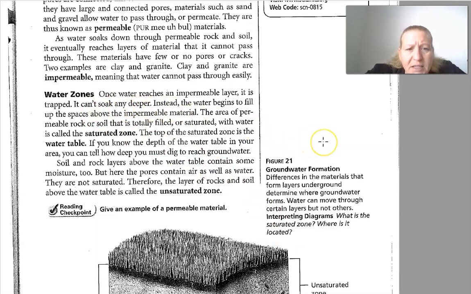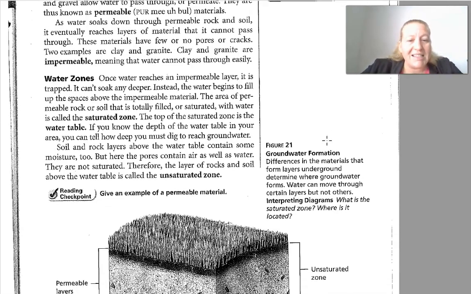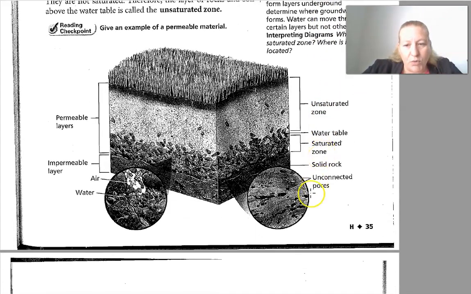Instead, the water begins to fill up the spaces above the impermeable ground. This area of permeable rock or soil that is totally filled or saturated with water is called the saturated zone. The top of the saturated zone is the water table. If you know the depth of the water table in your area, you can tell how deep you must dig to reach groundwater. Soil and rock layers above the water table contain some moisture too, but here the pores contain air as well as water. They are not saturated. Therefore, the layer of rocks and soil above the water table is called an unsaturated zone.